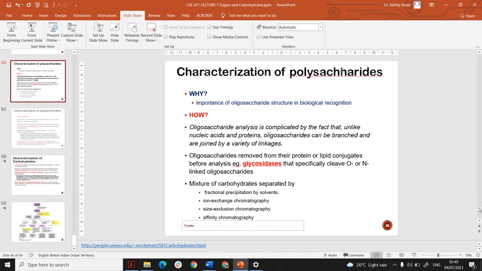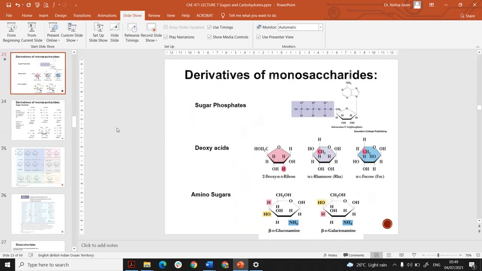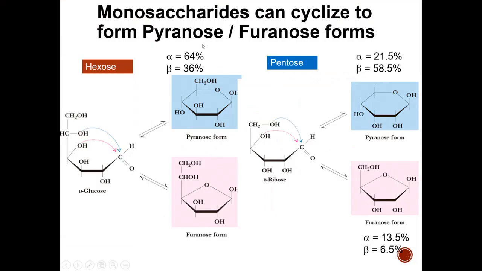Speaking of things which are not in the syllabus, one slide that I skipped is that monosaccharides can cyclize, right? We already saw that in a different module. This can actually cyclize to form what is called pyranose or furanose forms. If you're interested in something like this, you can go and make a deep dive into the internet.